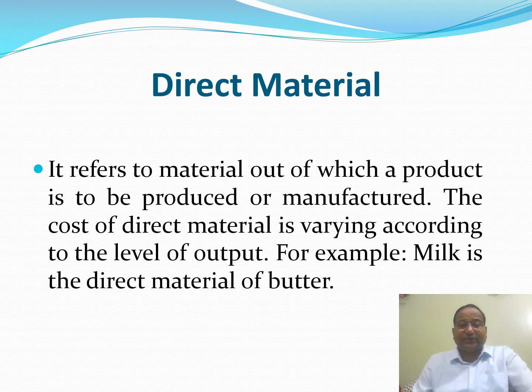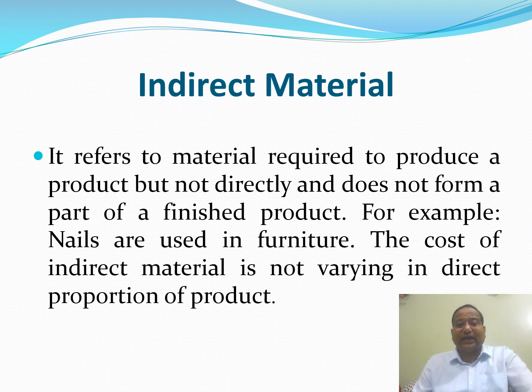What is direct material? It refers to material out of which a product is to be produced or manufactured. The cost of direct material is varying according to the level of output. For example, milk is direct material of butter. Understood? Next one is indirect material.